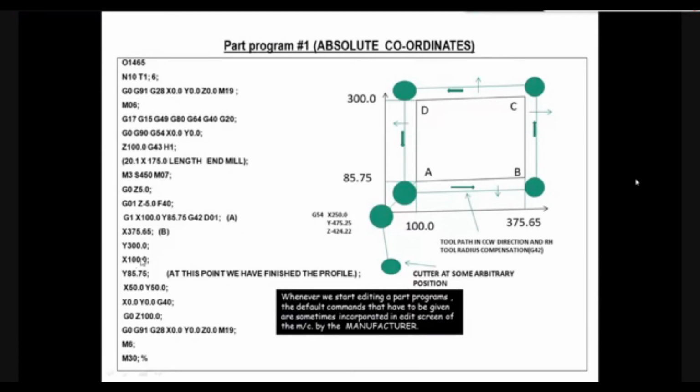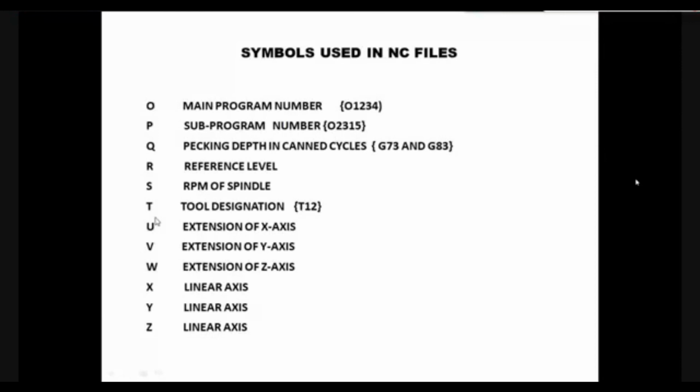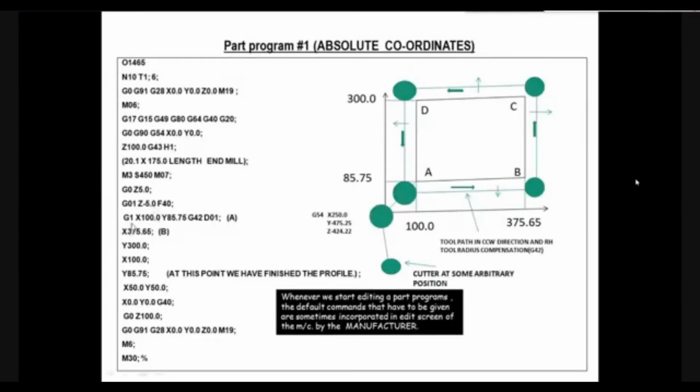Okay. Right. So here, after going to a depth of 5 mm, the command given here is G1 X100 Y85.75 G42 D01. That means the cutting tool will travel from X0 Y0 on the workpiece to point A, and the tool will stop at a position shown in the diagram. You just go through the diagram. The line AB, if you extend the line AB towards y-axis, it will be tangential to the cutter periphery.